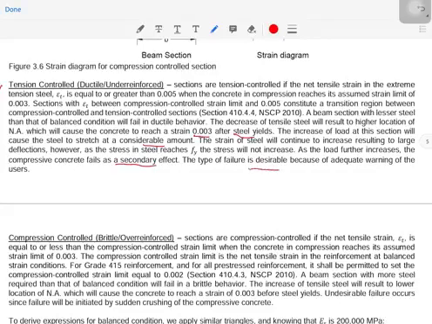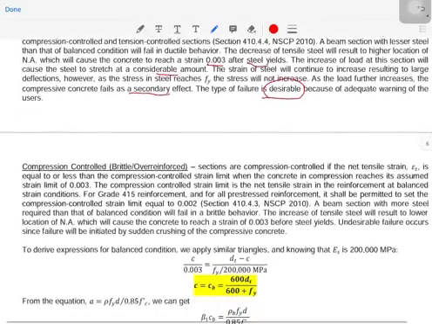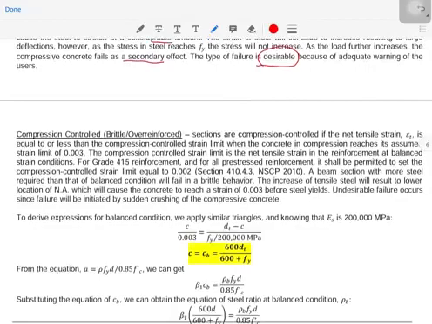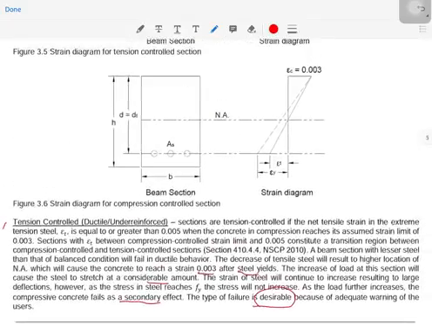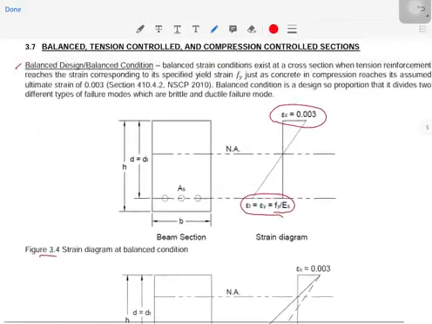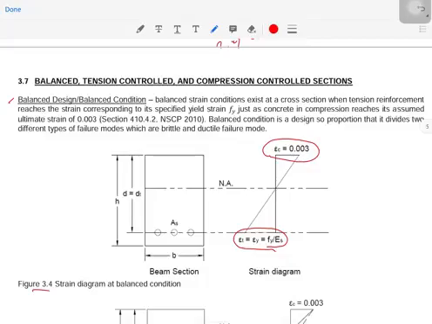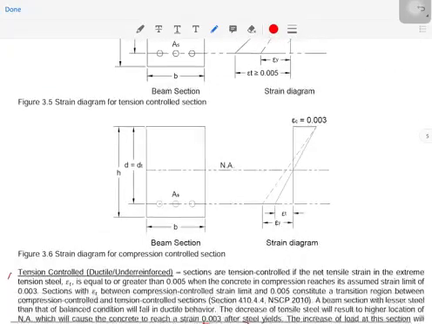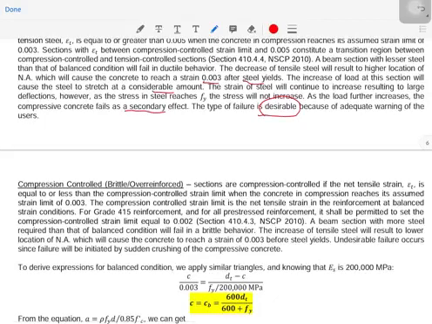So the type of failure is desirable because of adequate warning of the users. So meaning, guys, out of the three, or maybe let me discuss first compression, for us to at least conclude what is the desirable method or the desirable option for the design of our beam. So either it is balance, either it is tension, or either it is compression. So let me discuss first compression control.